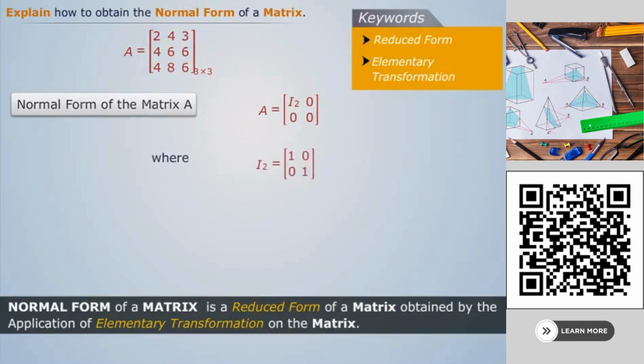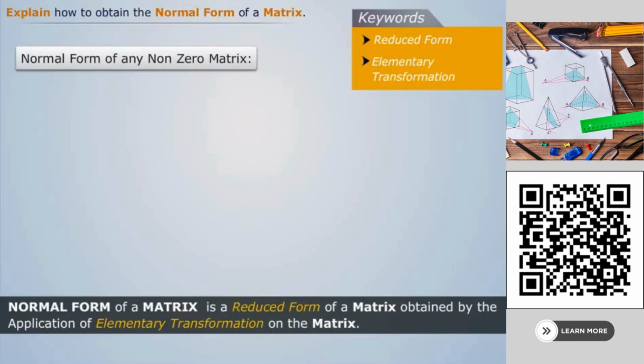Where, in general, the normal form of any non-zero matrix is represented as, where IR is an identity matrix of size R cross R.